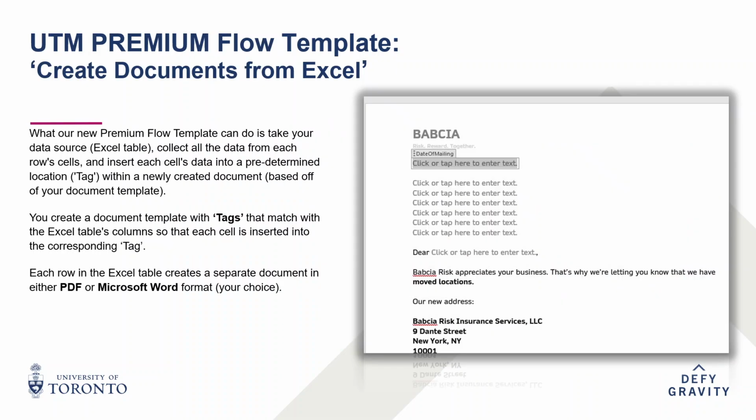So what our new premium flow template can do is take your data source, collect all the data from each of the row cells, and insert the cell's data into a predetermined location. So we call it a tag inside the document. So basically you create a template with tags, a document template, and match it with the Excel's table columns so that each cell is inserted into the corresponding tag.